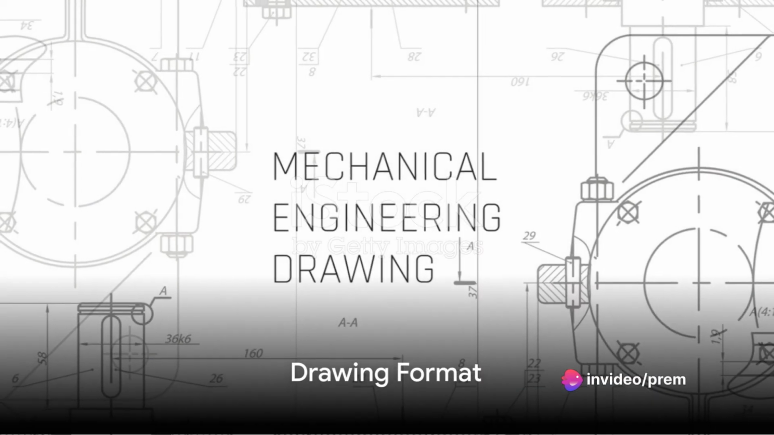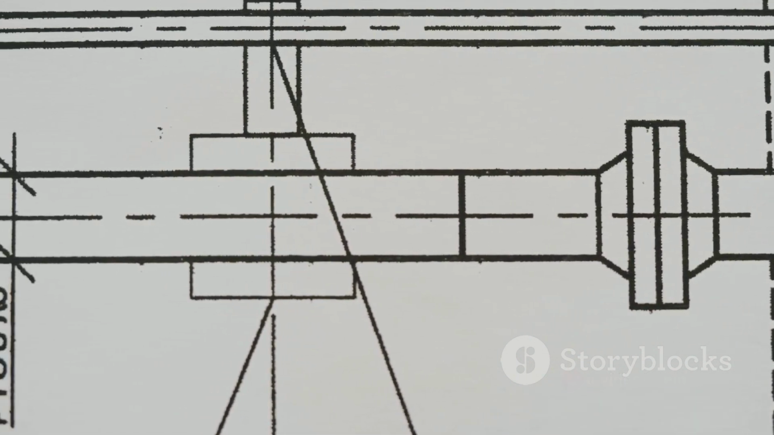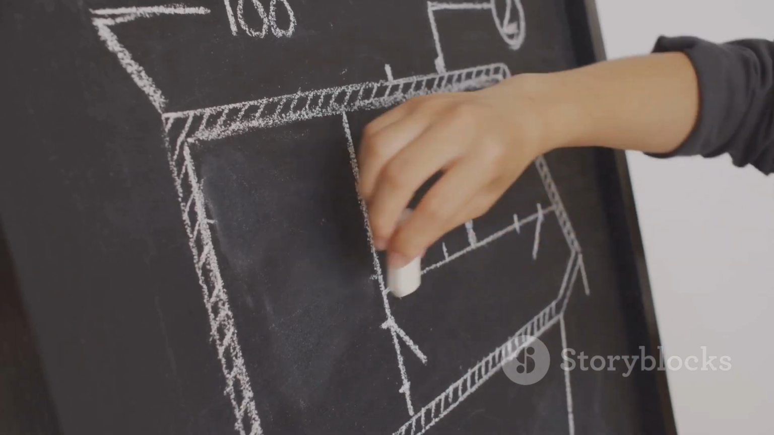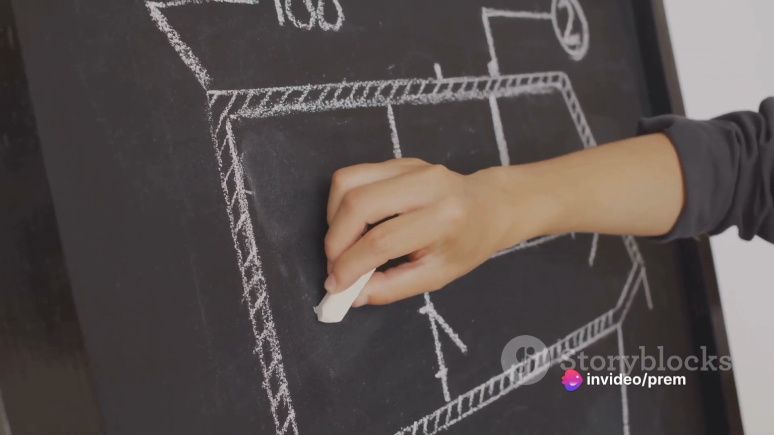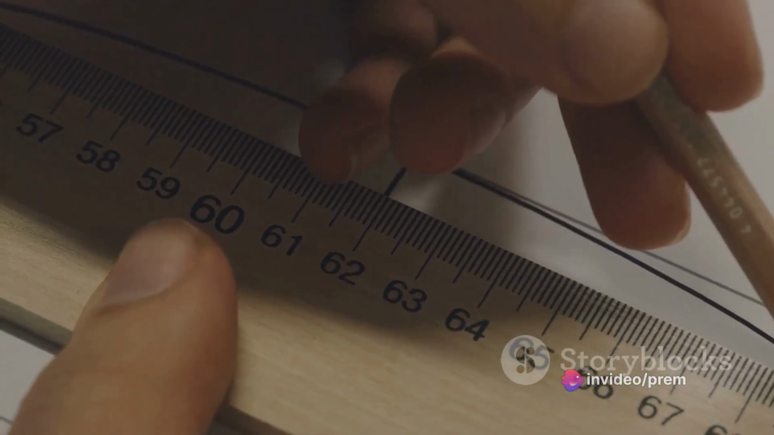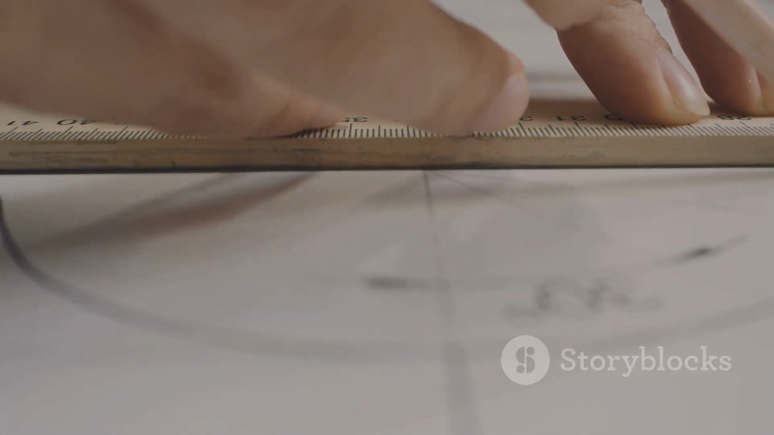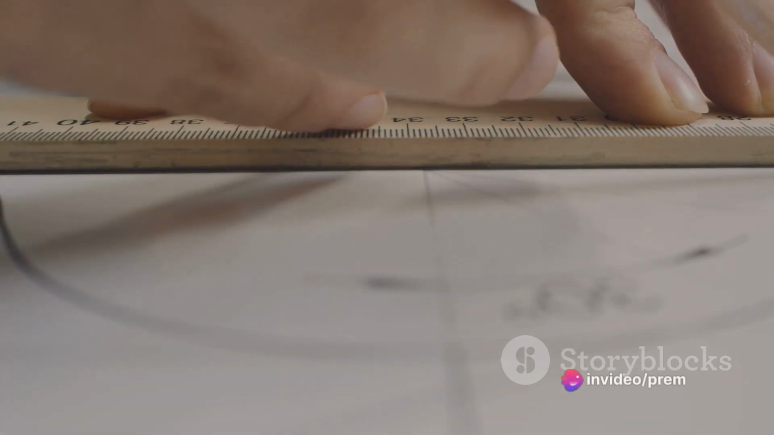Step 1 is understanding the drawing format. The title block, located usually at the bottom right corner, is like the cover of a book. It holds essential information such as the drawing title, sheet number, and scale. Adjacent to it, you might find a revision block, which chronicles any changes or revisions made to the drawing. The scale, a critical component, indicates the proportion between the drawing and the actual object.